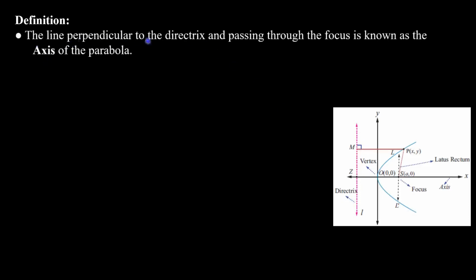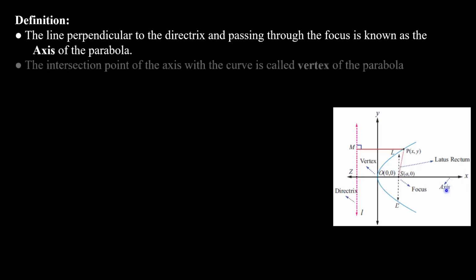The line perpendicular to the directrix. Okay, this is the directrix. We are going to consider one line which is perpendicular to the directrix and passing through the focus. That perpendicular line passing through the focus is known as the axis of the parabola. That is, this is called the axis of the parabola. See the next definition. The intersection point of the axis with the curve is called the vertex of the parabola. That is the intersection of this axis with this curve. That point is called the vertex of the parabola.